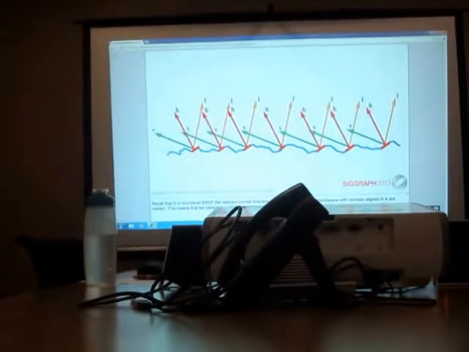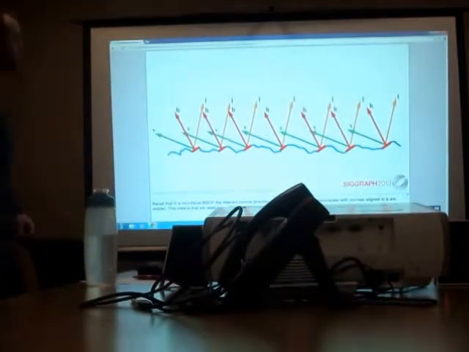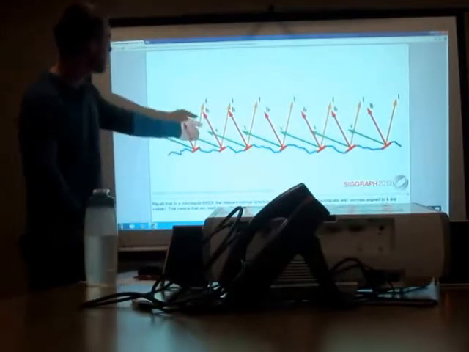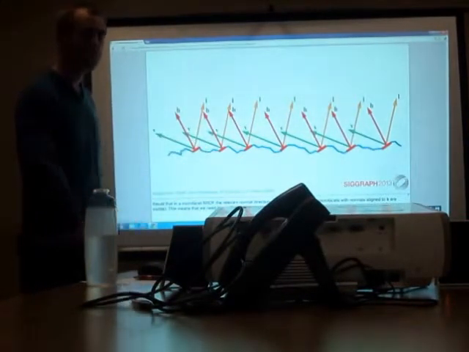Microfacet BRDF. Okay, so I think now he's going to go into how many of these microsurfaces are oriented.